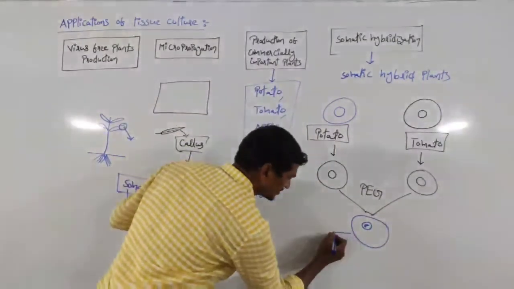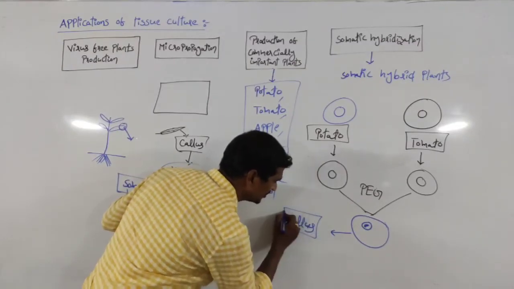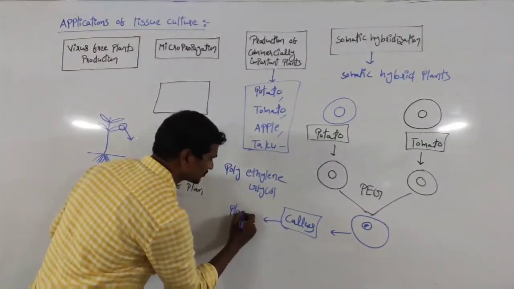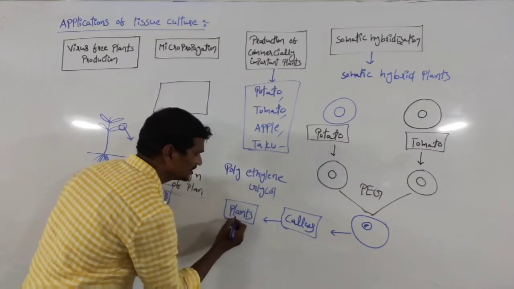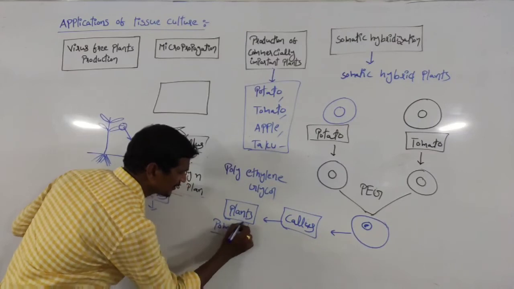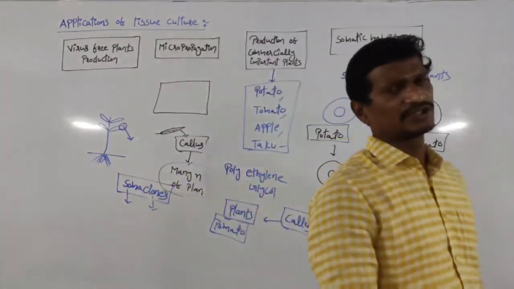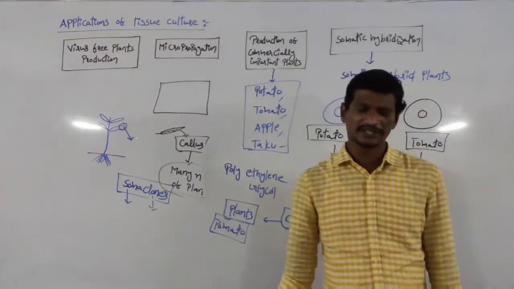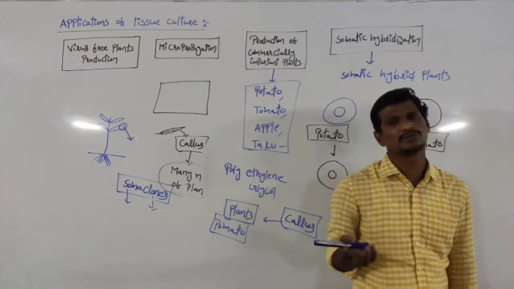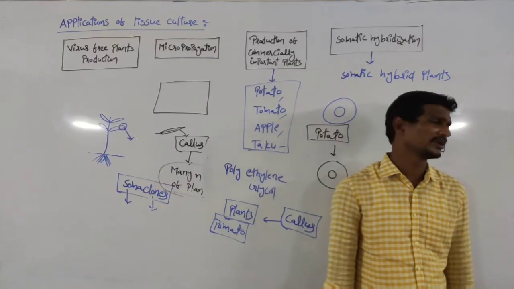Then this cell is subjected to callus production. That callus produces the plants. And these plants are called tomato plants, the pomato. Remember, commercially these are also very important plants, right? In the tomato plant, the lower side, at the roots, produces the tubers, and the upper side produces the tomatoes.